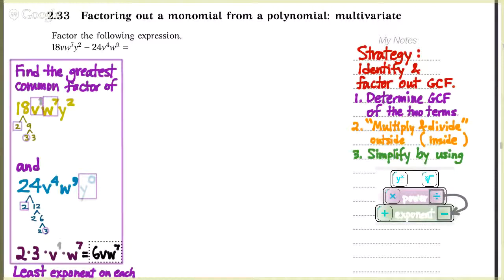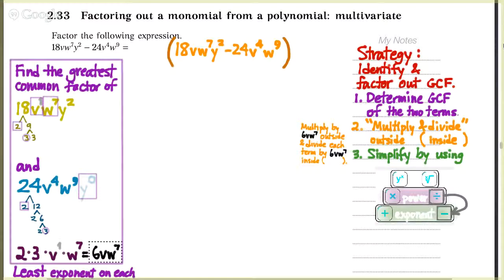So what is the greatest common factor between these two terms? It's 6 times v to the 1st times w to the 7th. So that is going to be the expression that we factor out of this quantity. So now what do we do with it? This is where my technique of multiplying and dividing comes in. And I can explain it best by saying what we're going to do is surround our expression with a set of parentheses, multiply by this GCF on the outside of the parentheses, while simultaneously dividing by that GCF on the inside. So here's the original, 18v w to the 7th y squared minus 24v to the 4th w to the 9th.